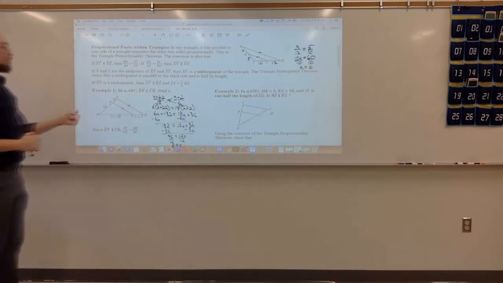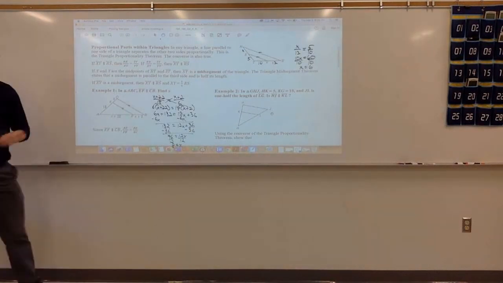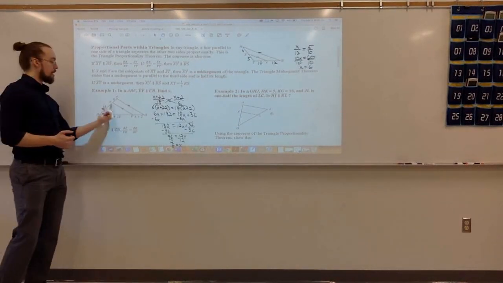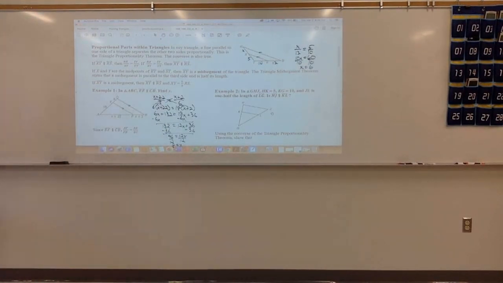So as long as we know that these two sides are parallel, we can set up a proportion by just matching up corresponding pieces of sides. All right. Questions?